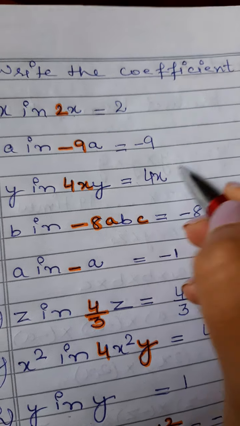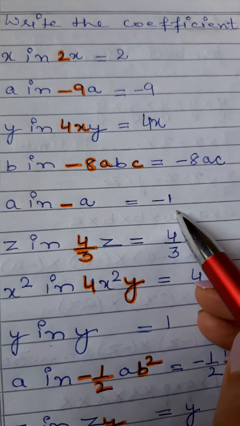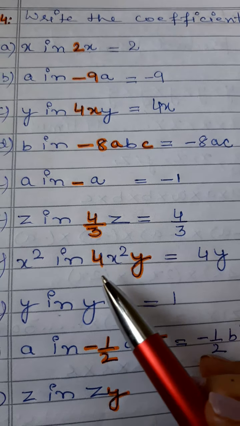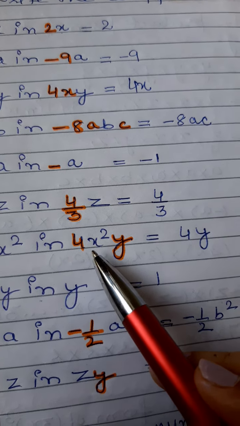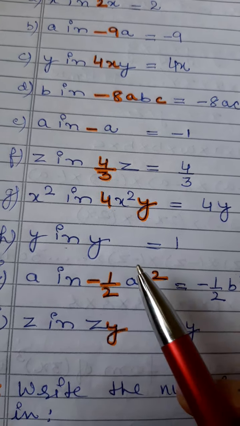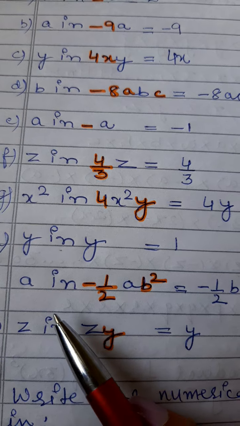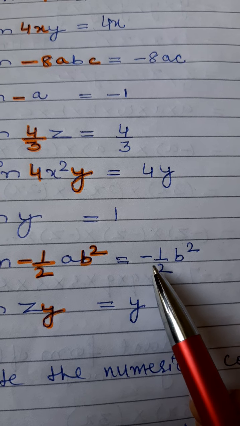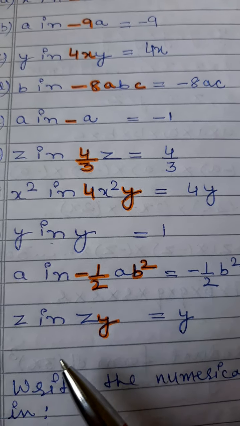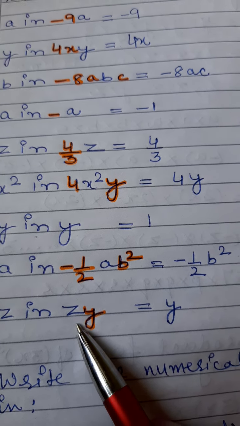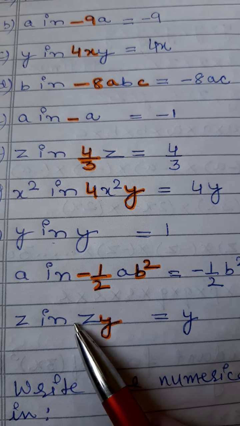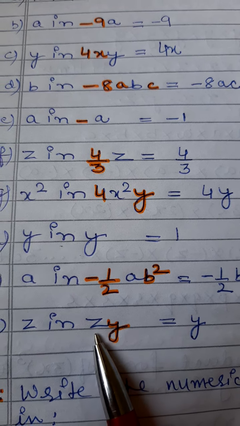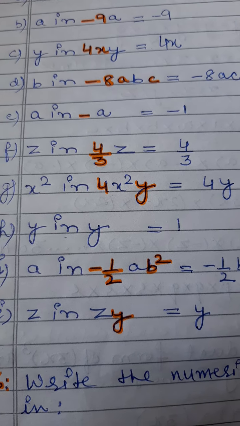Here, 4x, right? Minus a, the coefficient is minus 1. The coefficient of z is 4 by 3. The coefficient of x square is all the remaining terms, 4 and y, so 4y. The coefficient of y in y is 1. The coefficient of a here is minus 1 by 2 and b square, so you write it like minus 1 upon 2 b square. The coefficient of z here is y. It hardly matters whether it is the successor or the predecessor. We have to write all the other terms except that number, right? So y is the coefficient of z here.